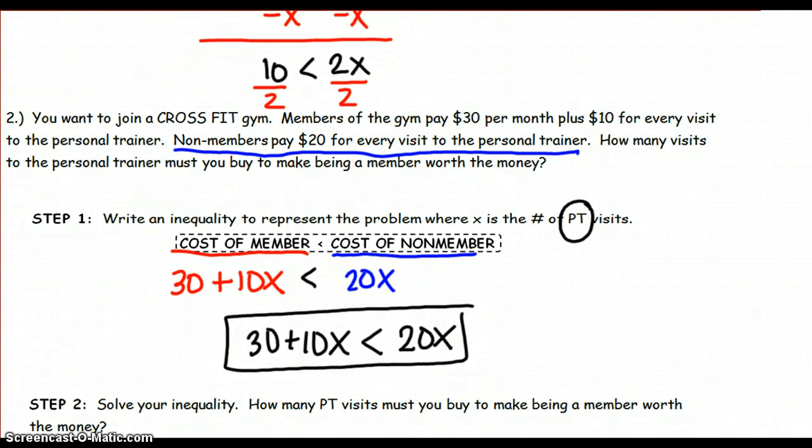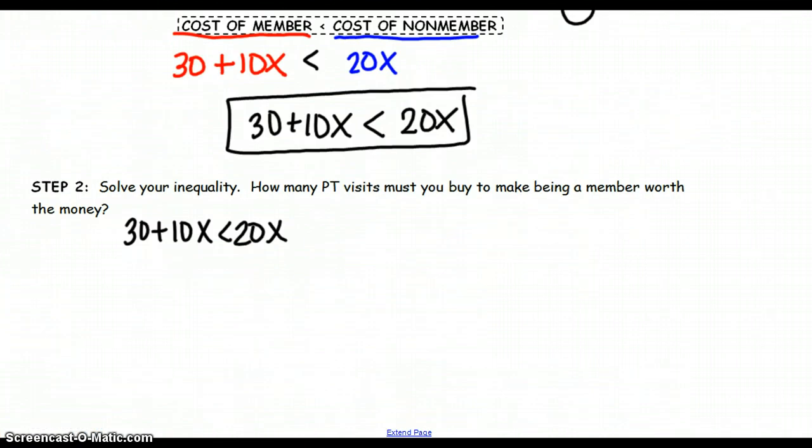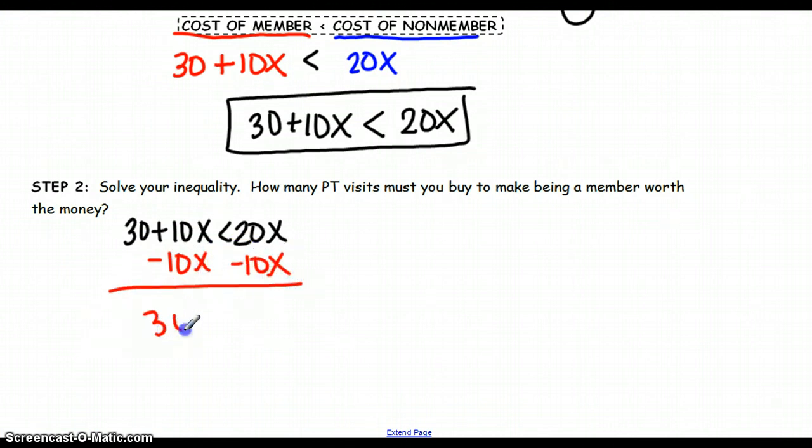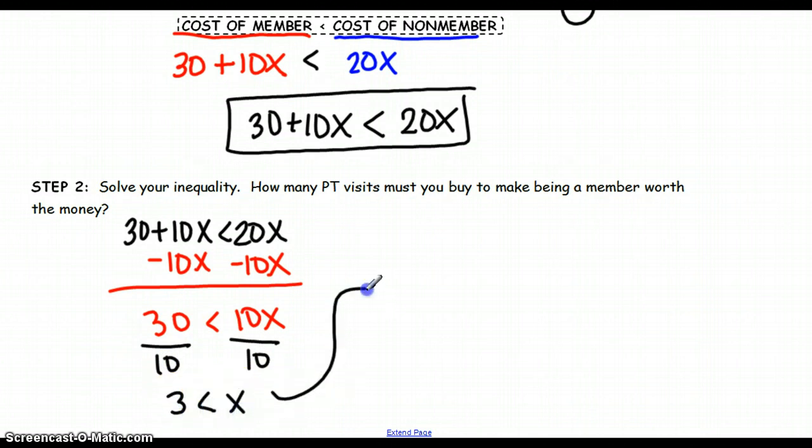Let's go ahead in step 2 and solve it. First thing we need to do is subtract 10x from both sides. When we do that, we're left with 30 is less than 10x. And then we have to divide both sides by 10 so that we get 3 is less than x, which is best written with our variable first. X is greater than 3. So we have to have more than 3 visits to the personal trainer so that being a member is worth the money. Now turn to the next page for some practice.